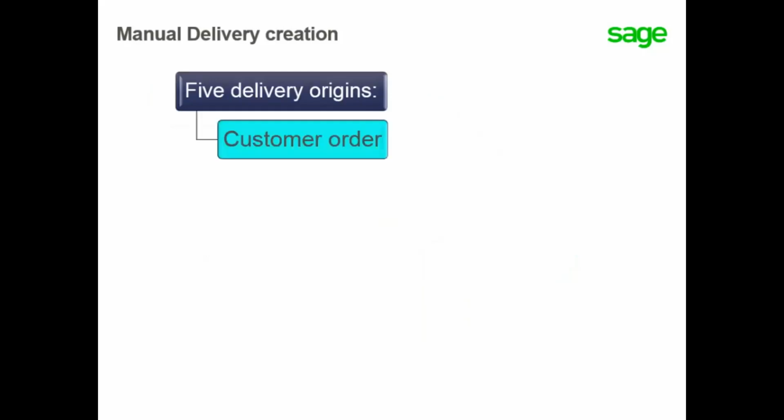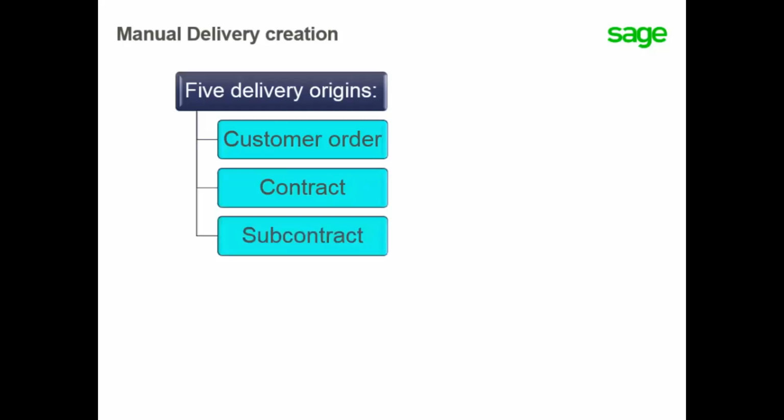Now, a delivery can have 5 origins. Customer order, where the delivery takes all the information from the sales order. You can also access the delivery in the sales order function. It could be contract, which are open orders, where delivery requests are created.